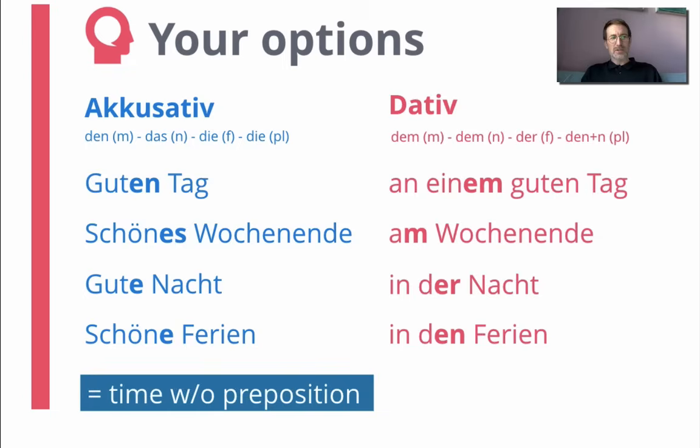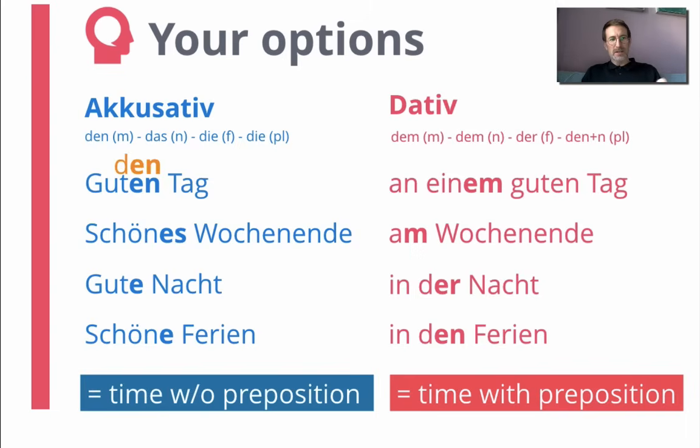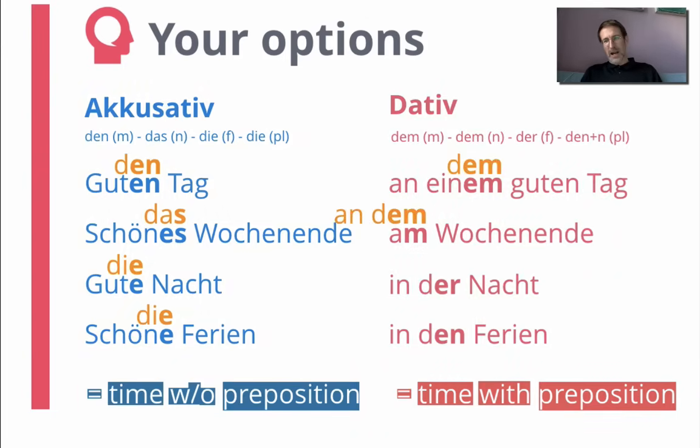So let's take a look at the accusative. Den is contained in guten, schönes, gute, schöne. And you see the endings of the articles correspond with the ending of the adjectives here. The same in dative. And there's one specialty, am. Am is short for an dem. That's all. On the weekend. In der and in den are the main articles for feminine and plural in dative. So it's very clear how this relates to each other.